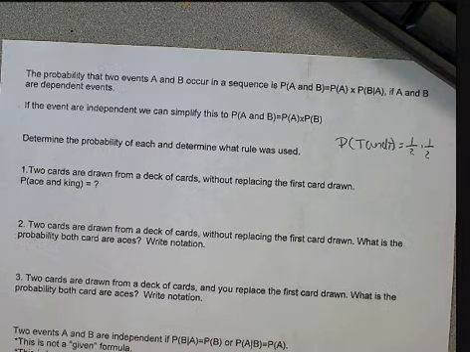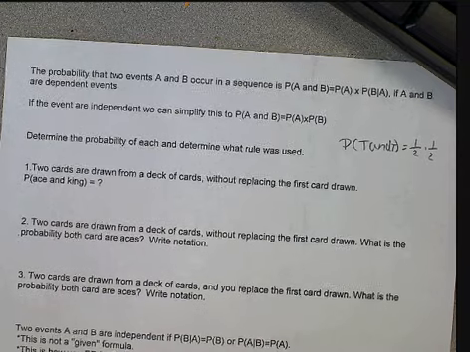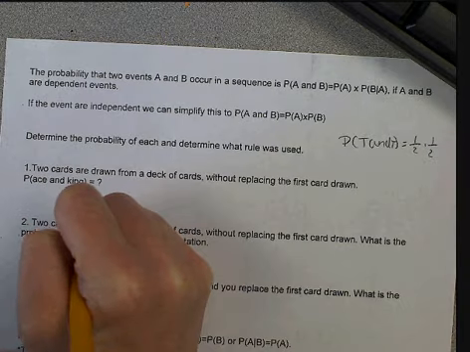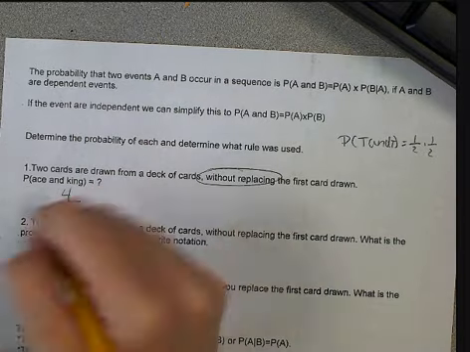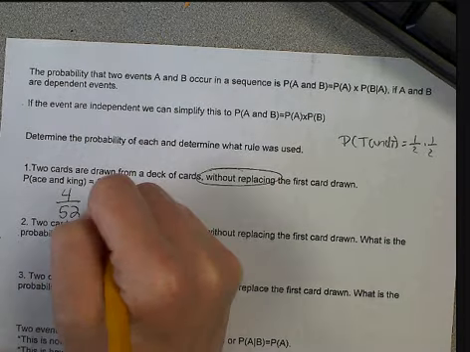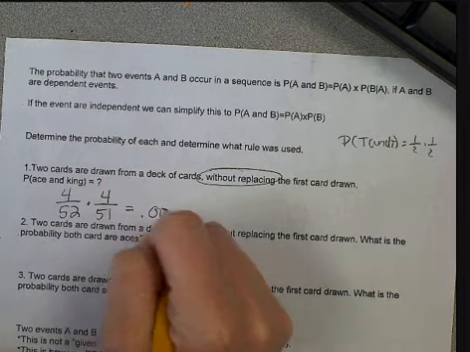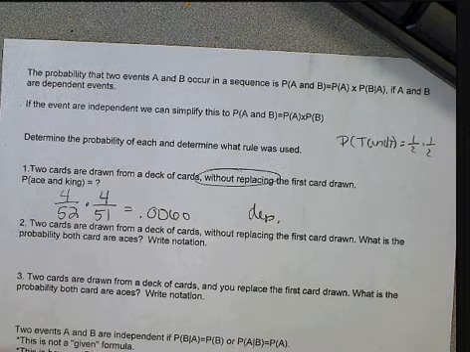2 cards are drawn from a deck of cards without replacement. Find the probability we have an ace and a king. Well, the probability of the first card being an ace would be 4/52. You are not replacing, so therefore, you now have 51 cards to select from. You still have 4 kings. So we get 0.0060. These are dependent events.